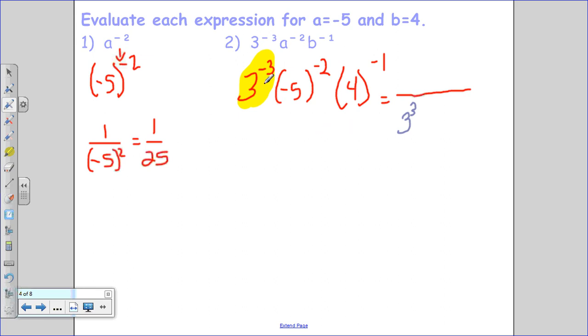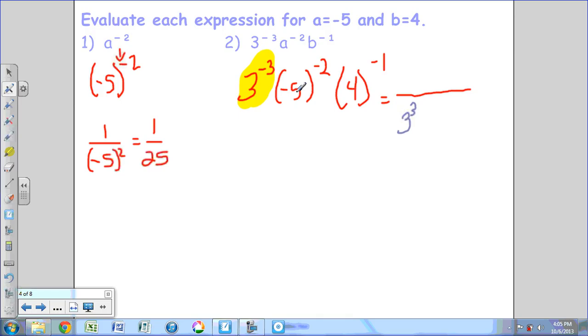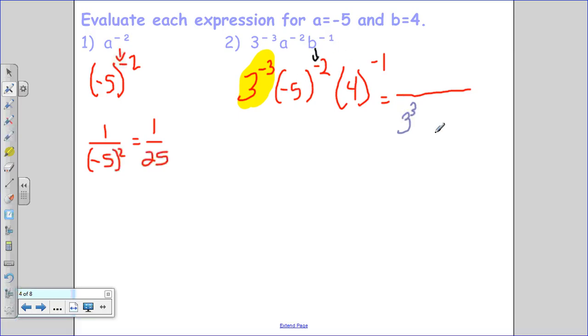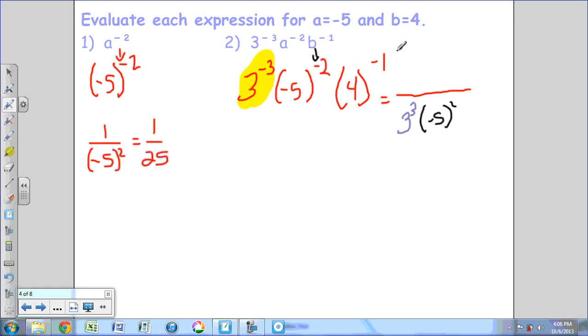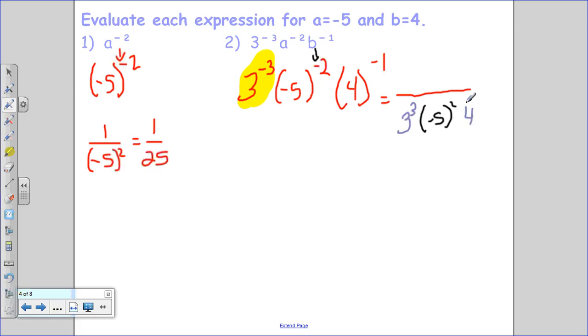The next one is the negative 5 to the negative 2. Again, it's negative, so I'm going to move it to the bottom. So negative 5 squared, and we get rid of the negative since I moved it. And then the last one is 4 to the negative 1. It is also a negative exponent, so I'm going to move it to the bottom to the first power. And that takes care of everything. I got nothing left on top, but again, we can't just leave it, so we're going to put a 1 to kind of hold its place.